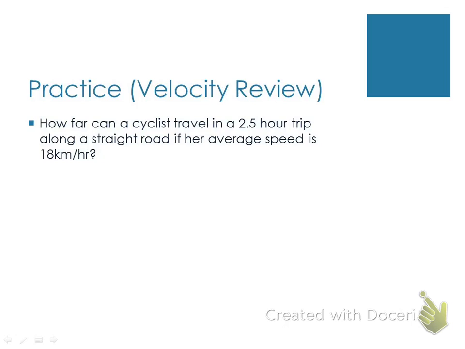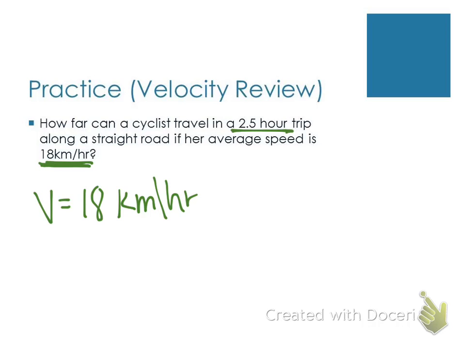How far can a cyclist travel in a 2.5-hour trip if our average speed's 18 kilometers per hour? All right, so let's identify our variables here. 18 kilometers per hour. What variable does that tell us? Velocity, good. Velocity is 18 kilometers per hour because it's a distance unit per a time unit, okay? If our time is given in hours, which it is, do we need to do any unit conversions? No. All that's important is that our velocity, our distance, and our time units match.